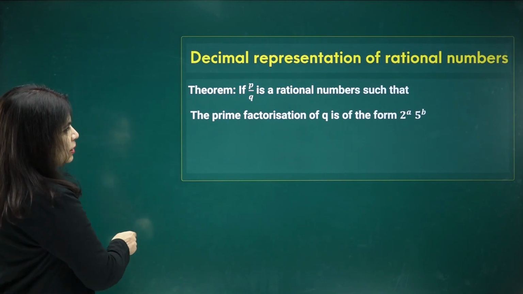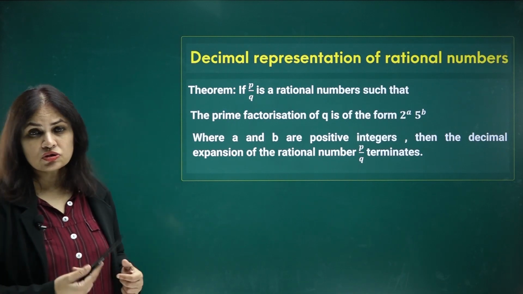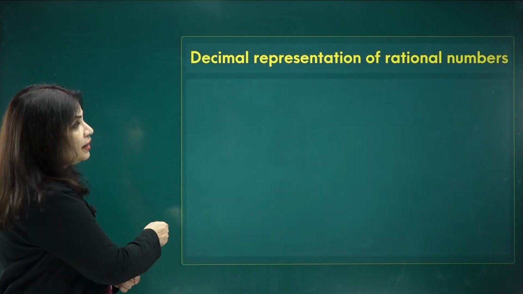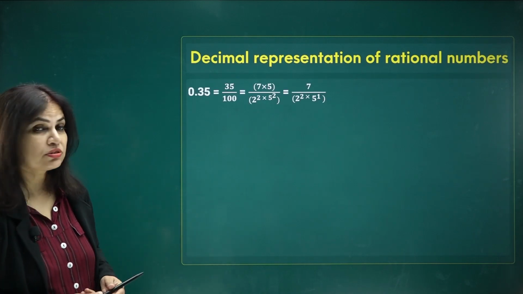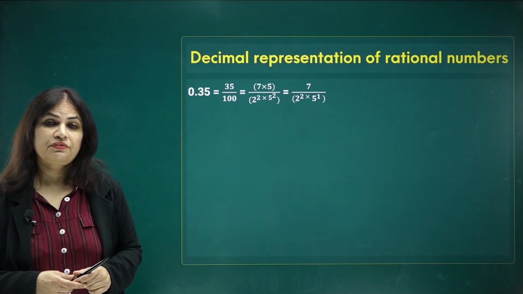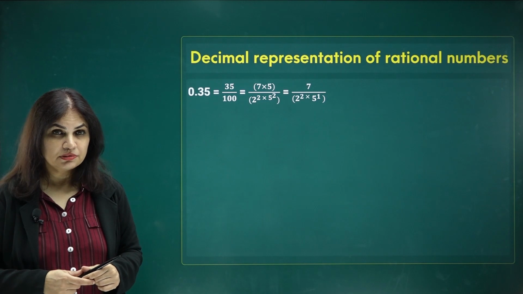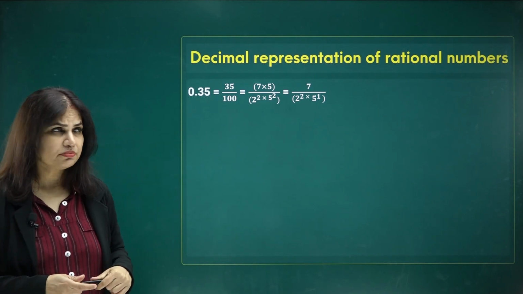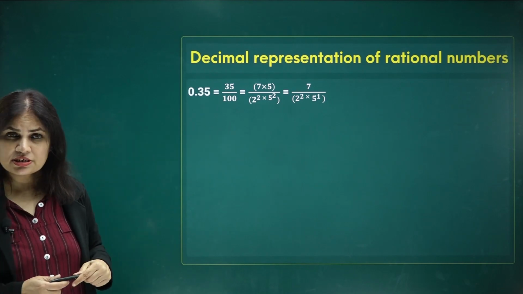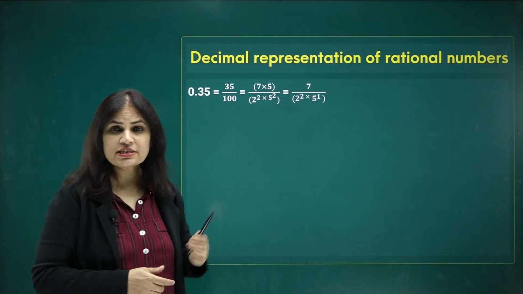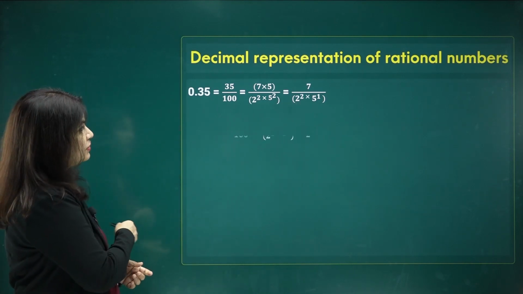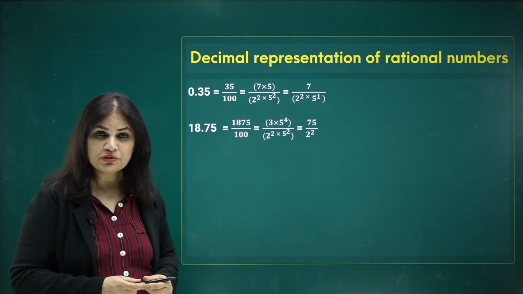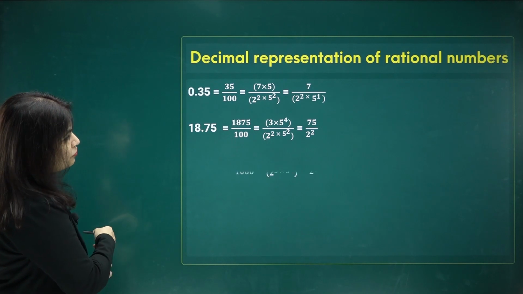So, this property will help us to solve many questions and many MCQs. Let us see. 0.35 is a terminating decimal. How can I say by observation that it's a terminating decimal? Because the denominator is 100 and 100 can be expressed as a power of 2 and 5. Similarly, 18.75 has a denominator 100, which can be expressed in the powers of 2 and 5.